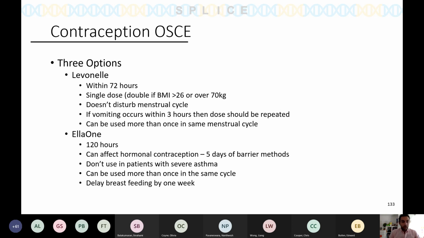LO1 is the one that you can take within 5 days, but it can affect hormonal contraception that you're already taking. So just something to be aware of, 5 days of barrier methods. And as I've mentioned, don't use in patients with severe asthma. And it now can be used more than once in the same cycle. I believe it wasn't the case before.